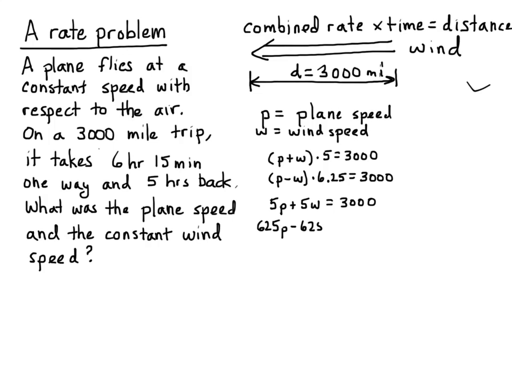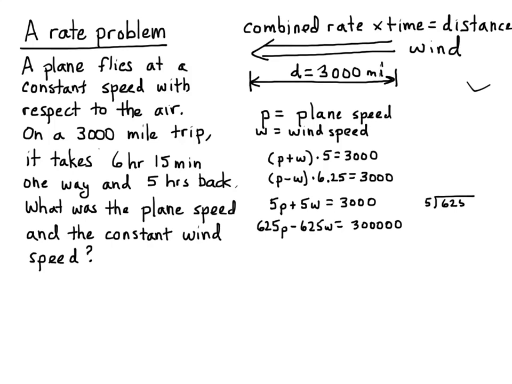So then I'm going to expand these. The first one is simply 5p plus 5w equals 3,000. The next one, I'm not only going to multiply it by 6 1/4, I'm going to multiply it by 100 as well, so I have integers. 625p minus 625w equals 300,000. Okay, so I've multiplied the 3,000 times 100 as well.